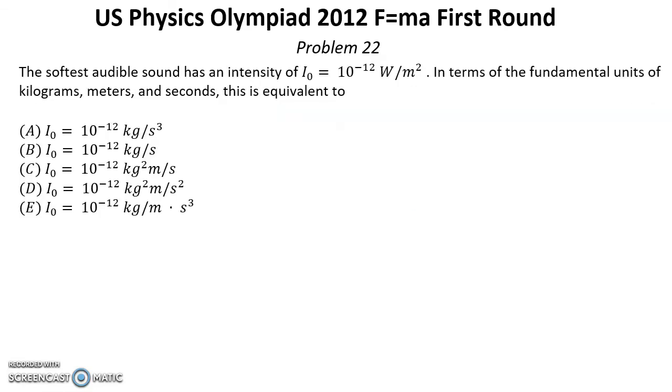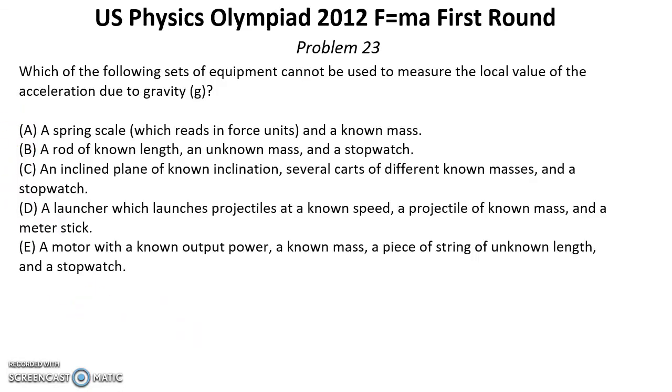Problem number 22. The softest audible sound has an intensity of I0 equal 10 to the power negative 12 watts per meter squared. In terms of the fundamental units of kilograms, meters and seconds, this is equivalent to which one? We have 5 choices. American Physics Olympiad, year 2012, F equal MA.